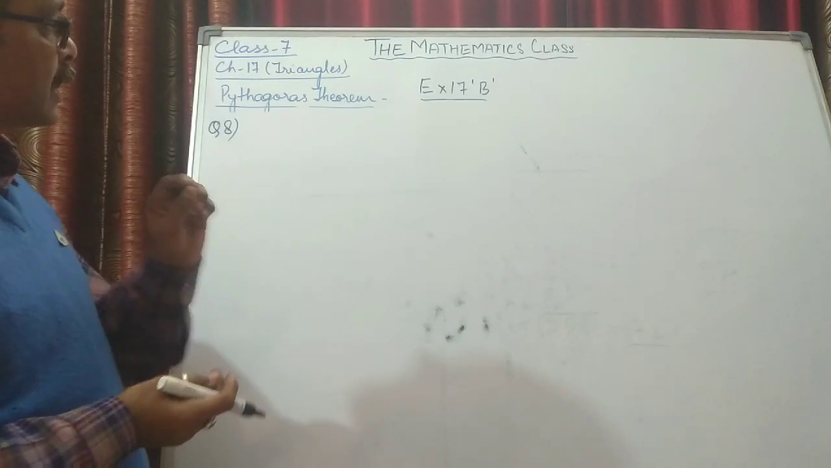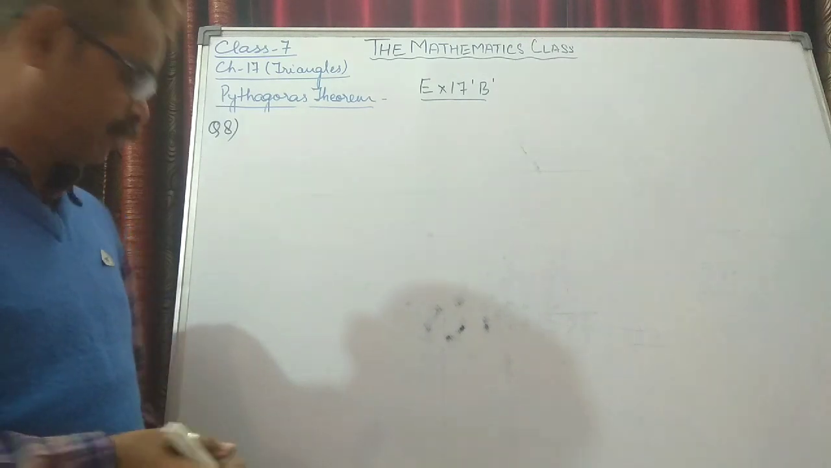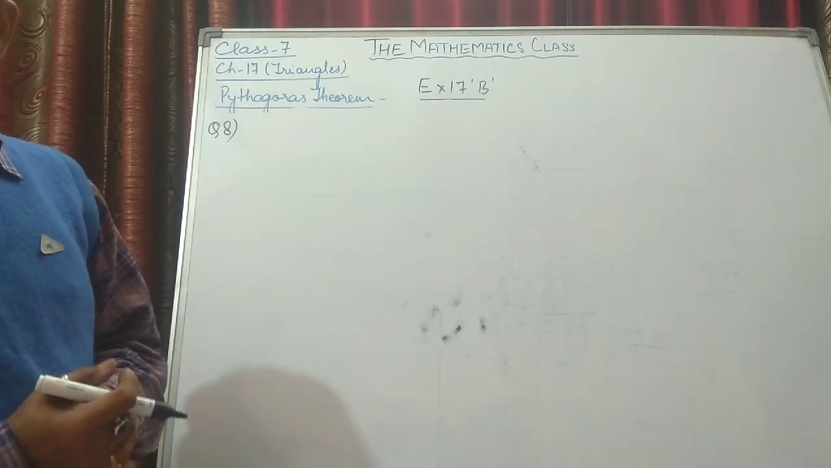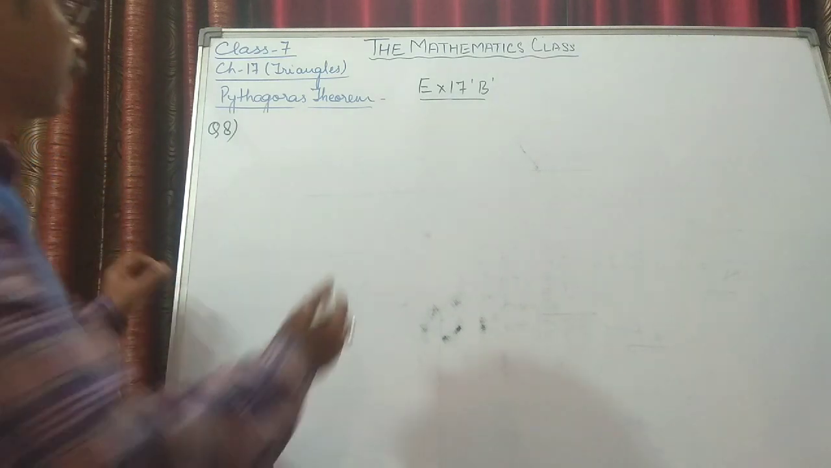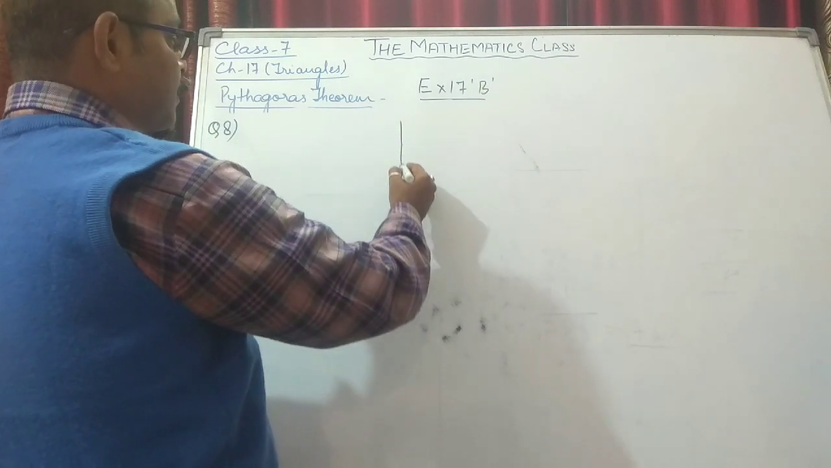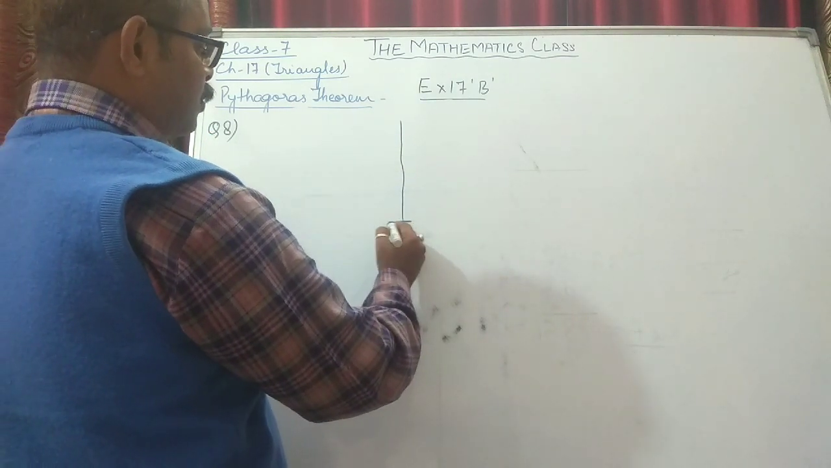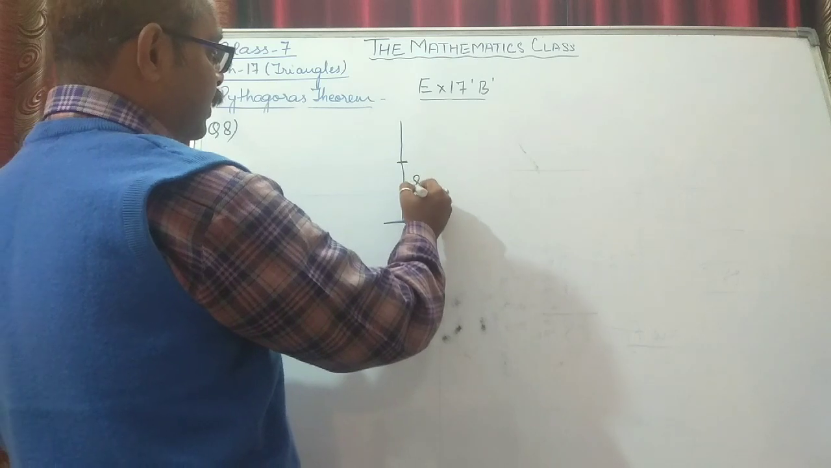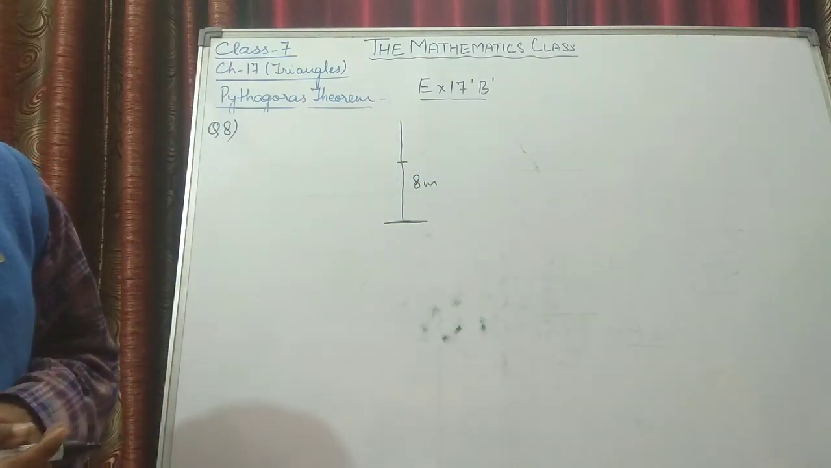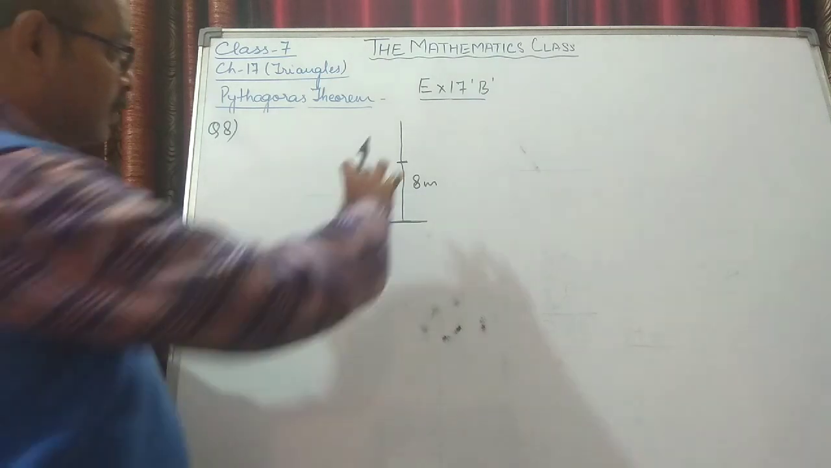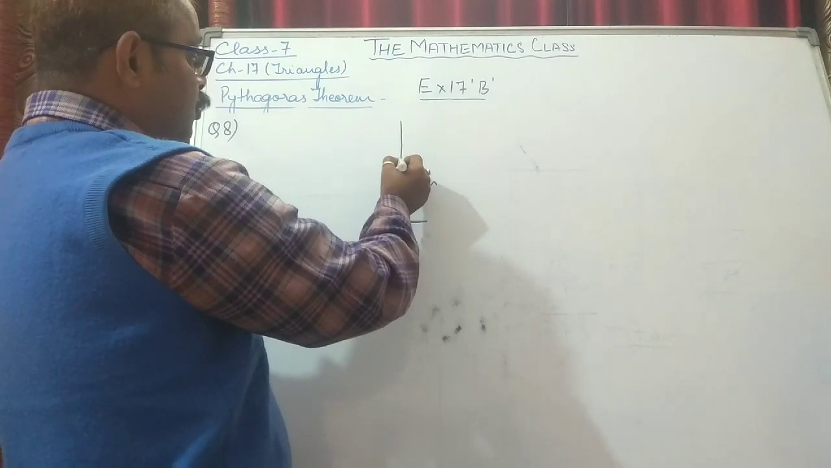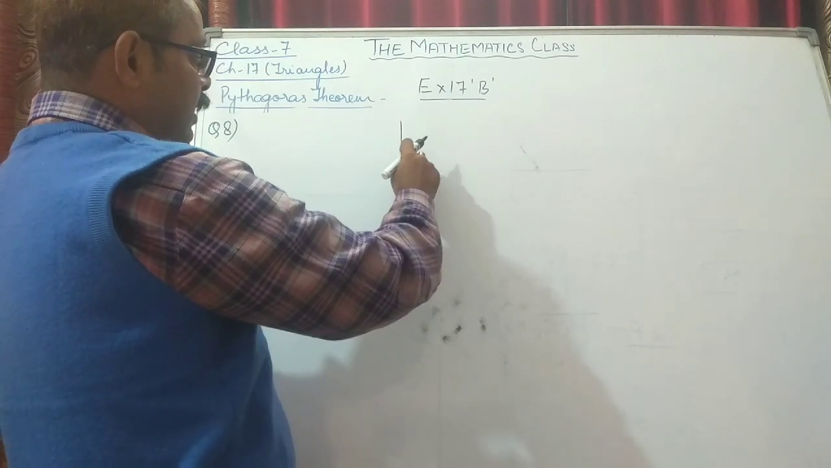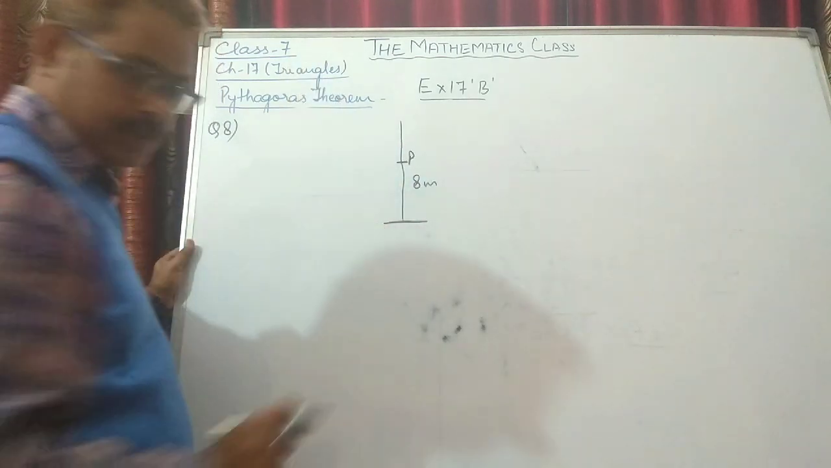Now the next and the last question of this exercise, and at the same time of this chapter, is question number 8 that I will be discussing. They say a tree is broken at a height of 8 meters from the ground. Suppose this is a tree, and this is the ground. The tree is broken at a height of 8 meters. This is the total tree, but it broke from this point, and let us say this point is P.